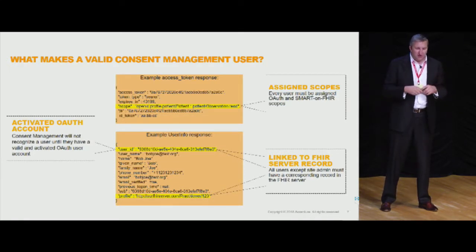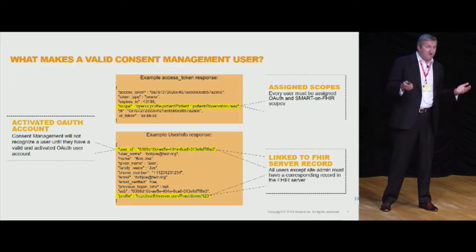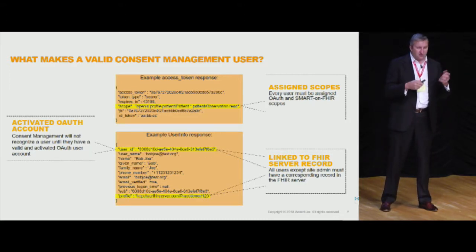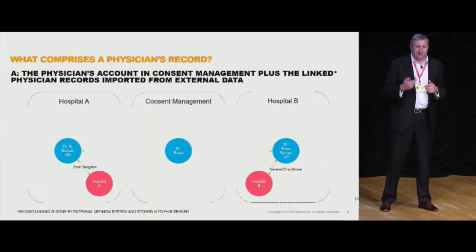And then, more obligatory, this is what it actually looks like. It's live, it's working. So you have at the top there an example access token response that has an assigned scope. So every user has to be assigned an OAuth and a smart on FHIR scope. Now the interesting one is actually the FHIR server record. If you've got a single organisation, you actually don't need to have a discrete FHIR server record. However, most of the integrations we're doing are between organisations, so everyone does have their own. And you have the activated OAuth account. Not rocket science, we've all been here and done this.